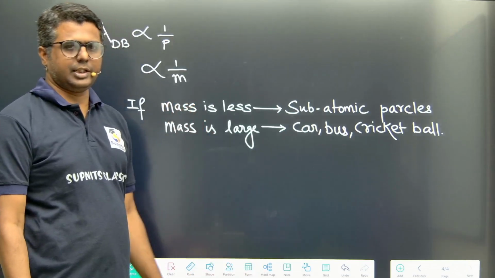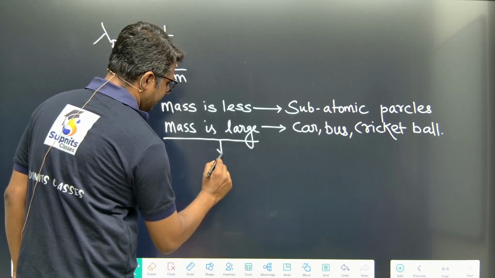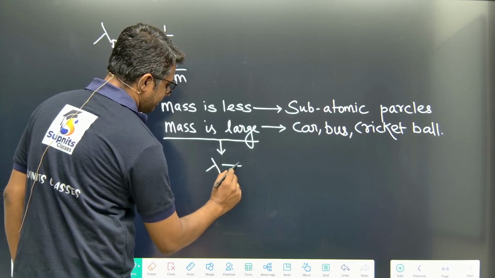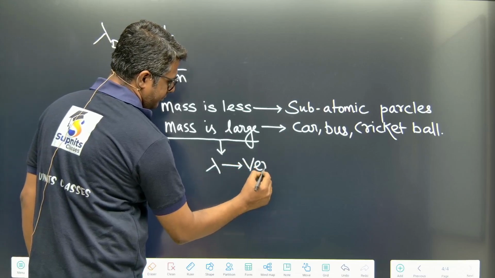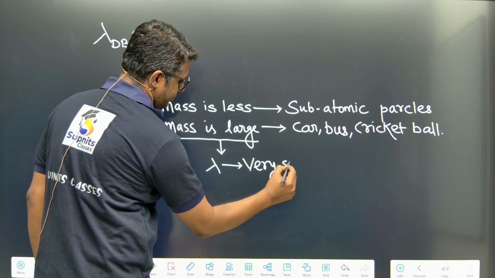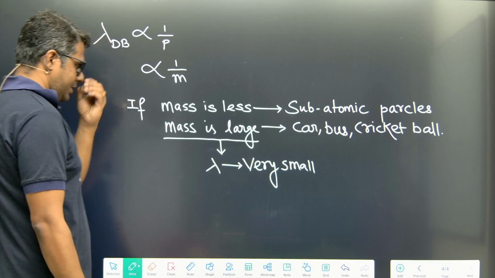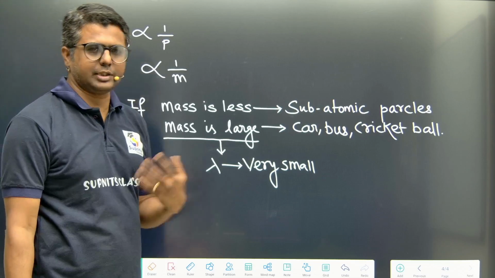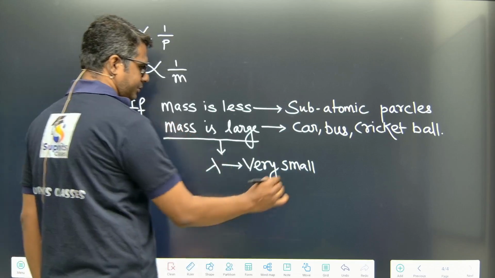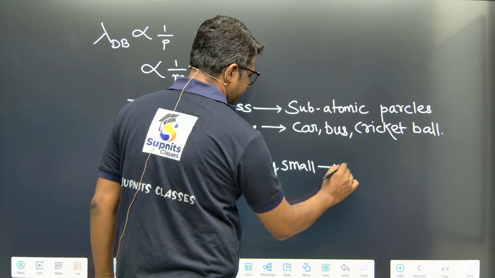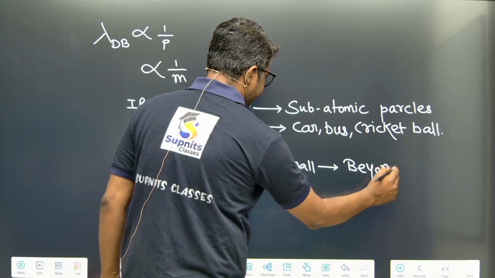So let us first take the case where the mass is large. If the mass is large, then what happens? See, lambda becomes very small. It becomes so small that it becomes very difficult for us to measure it. So as it becomes so small, it goes beyond measurement.